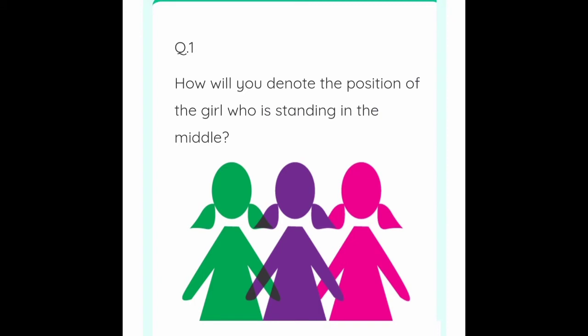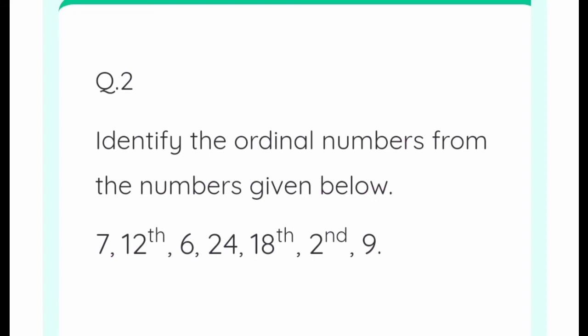We'll see the first question: how will you denote the position of the girl who is standing in the middle? Position means cardinal or ordinal? Yes, you are right. That is ordinal. So 1, 2, 3, we get second place. We'll see the second question. Identify the ordinal numbers from the numbers given below. Ordinal means positions. We add some superscript. That is 12th, 18th, second. So that is the answer.